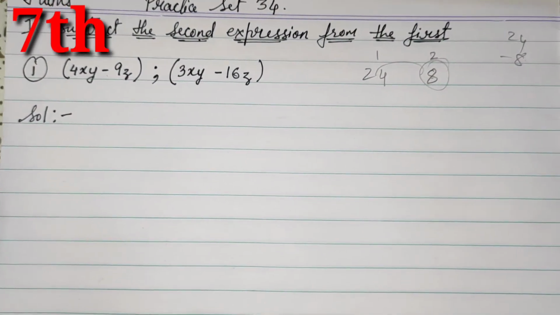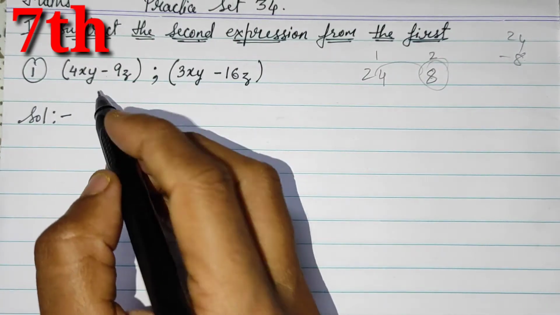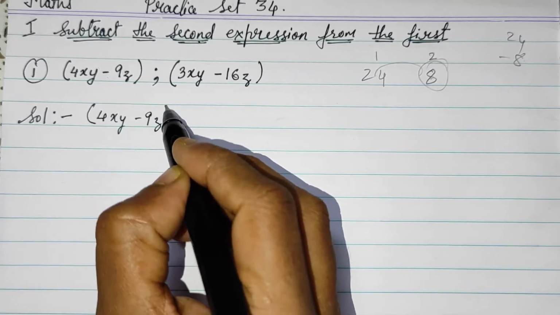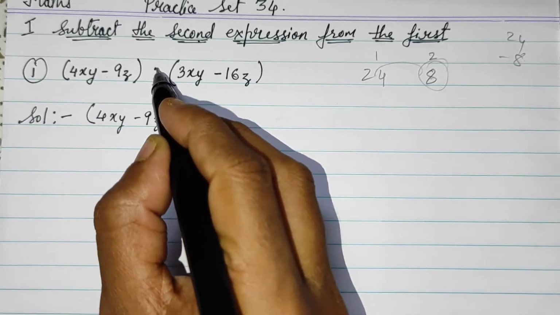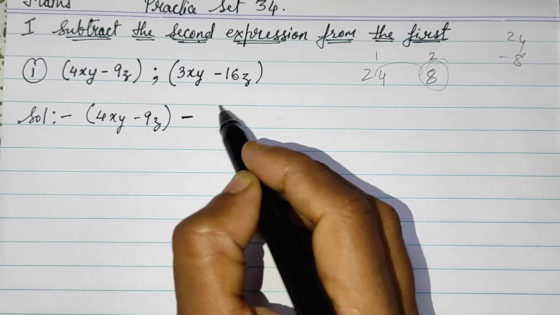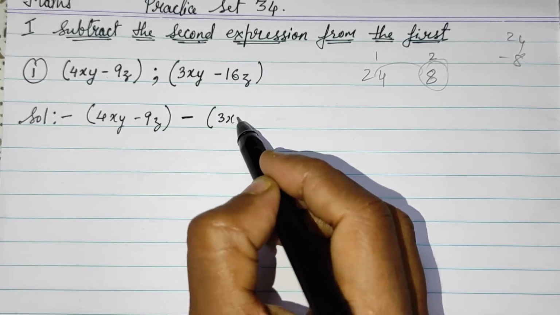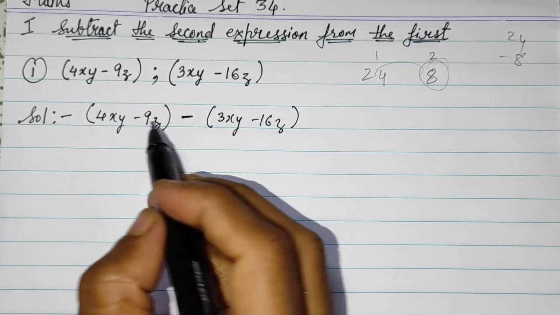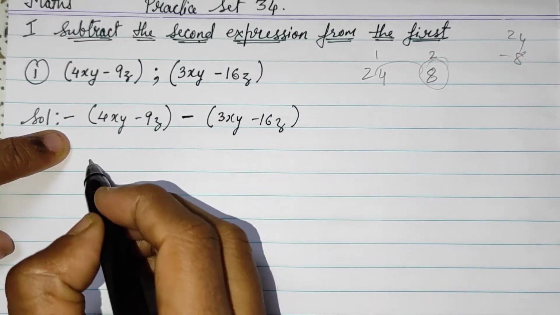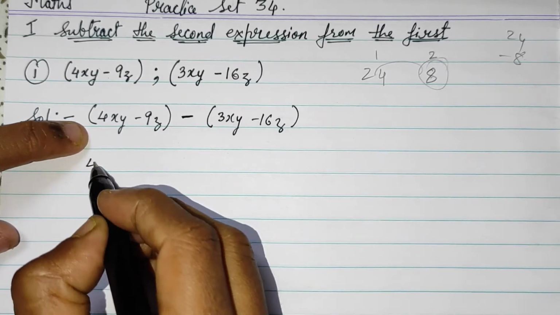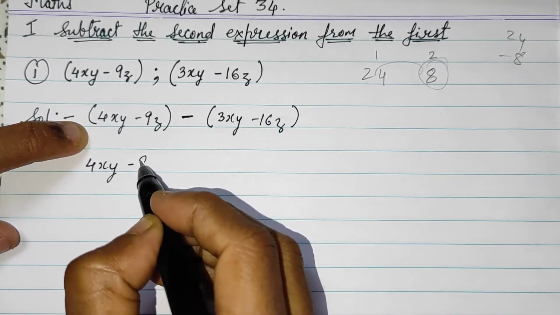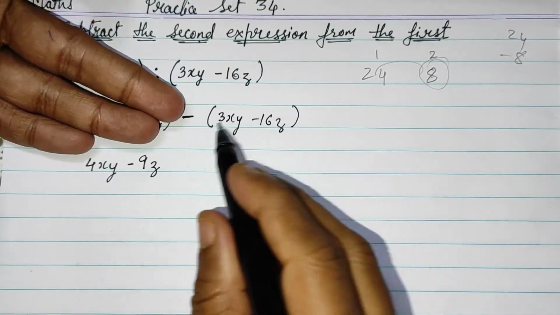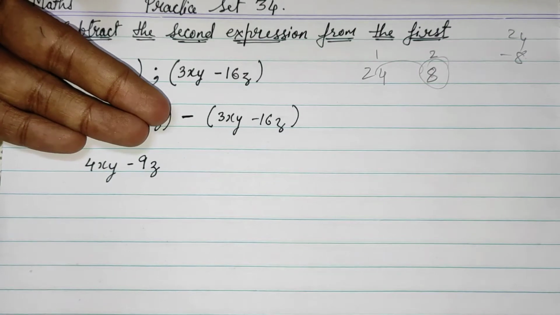So let's start. Now first write the question as it is, 4xy minus 9z, and instead of this you write minus, and this 3xy minus 16z. Now further you have to open the bracket. So the first term will be as it is, there will be no changes. But now when you open this bracket, you have to be careful.